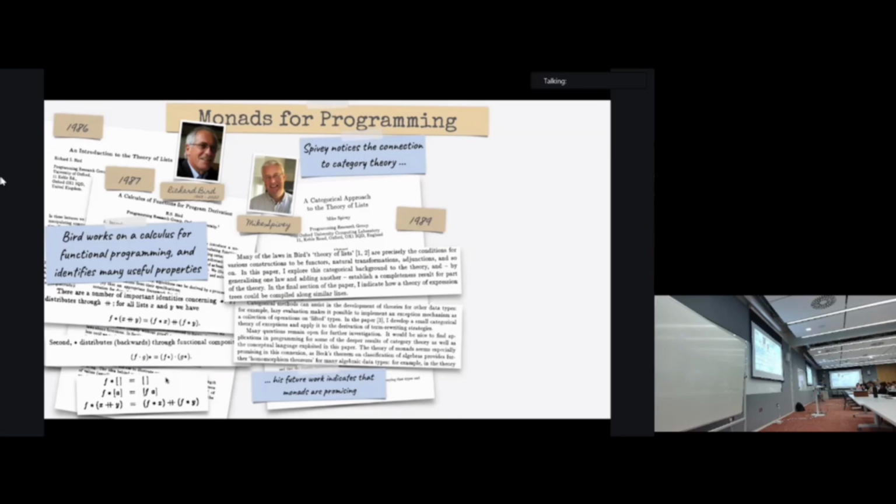Right. So his work at the very end goes on to say, many questions remain open for further investigation. It would be nice to find applications in programming for some of the deeper results of category theory. It would indeed be nice.